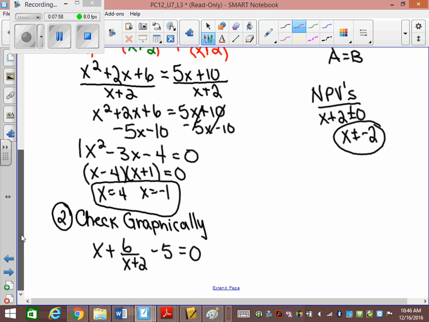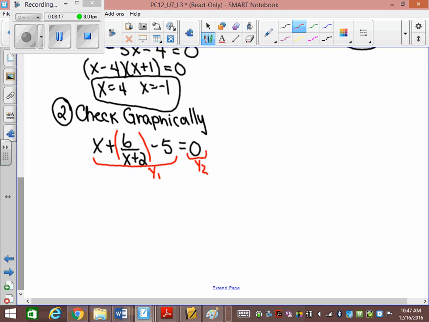y1, y2. Whenever my y2 is 0, I always make it thicker so I can see it on the x-axis. How do I have to punch this ugly looking thing in there? It needs to be in its own brackets because it's fractions, but what else has to be in a bracket? The x plus 2 because it's a binomial. So you're going to go x plus bracket 6 divided by x plus 2 bracket minus 5 equals y2. And we're going to find the x-intercepts where they cross.